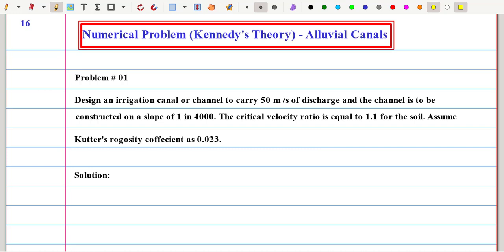As we have discussed previously, if slope is not given to us, let me show you. Okay, this one. You can see here, for bed slope S, if not given, then we can assume the slope as 1 by 3500 to 1 by 5000. But in this question, the slope is already given to us. So S, the bed slope, is given.